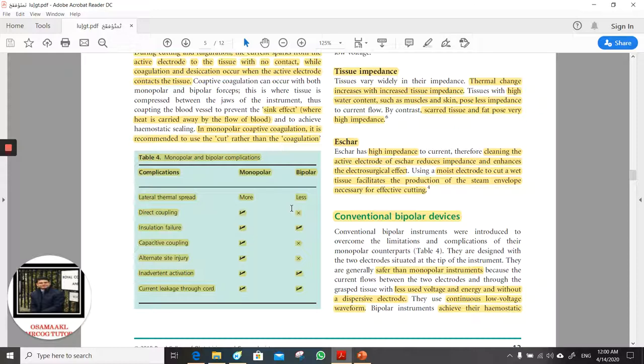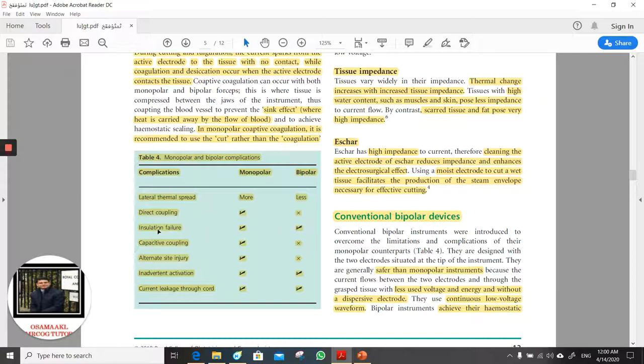Okay. Now the coupling effect. Coupling means that electricity will go elsewhere. Electricity will go to a place that you don't want. Okay, it's present in monopolar and not present in bipolar. In bipolar, as we said, electricity will pass from the positive electrode to the negative electrode and nowhere else. So this happens more in monopolar.